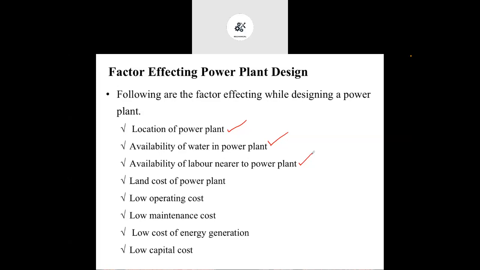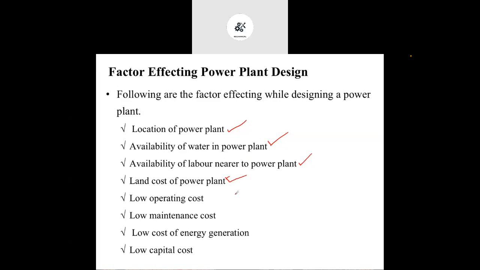Then the availability of labor near the power plant, it is obvious, because for the running of the power plant we require some labor, and that is important. As we know, the size of a power plant is very large, or very huge. So in that case, smooth running of the power plant is required, and for that we require sound labor.